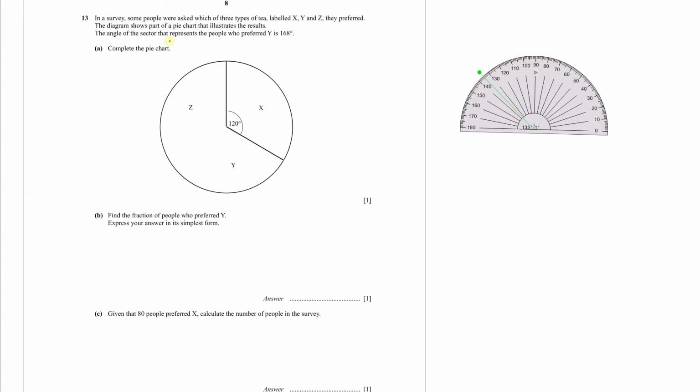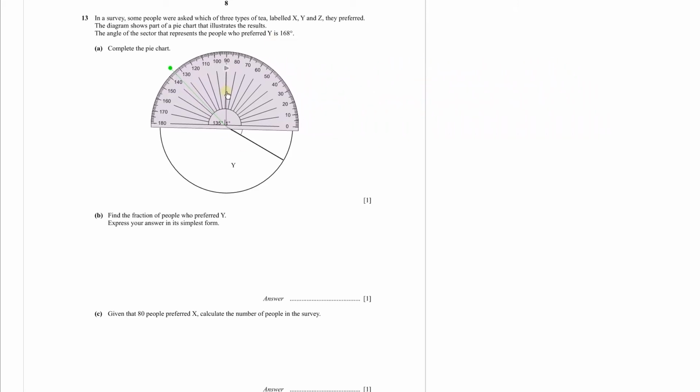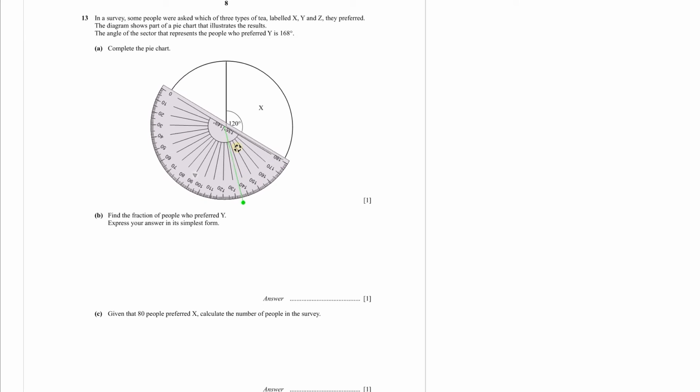The angle of the sector that represents the people who preferred Y is 168 degrees. So for X, it's 120, and for Y, it's 168. So you have to complete the pie chart. We are given that the angle of the sector for Y is 168. So what we can do is use our protractor here, place it at the center, and then rotate it around. My 0 degree in this case is 180 here.